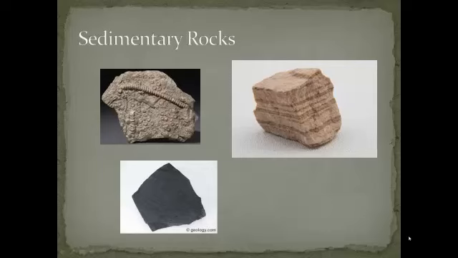The sample on the right is sandstone, and you can definitely see the different layers of sand just by the different colors as they band out. And the bottom left picture is a shale, very, very fine material that has compacted over time. And these three are very common types of sedimentary rocks.